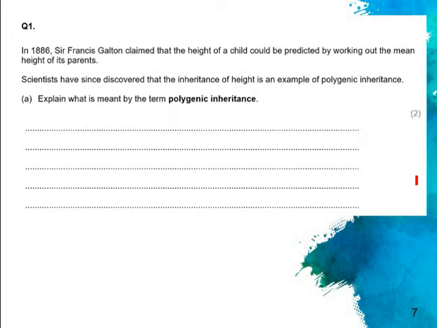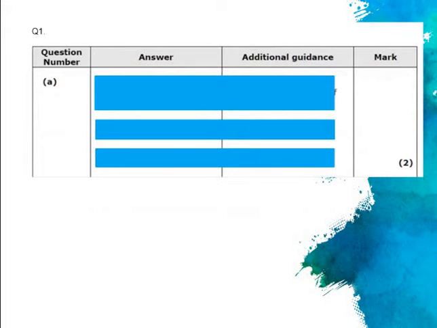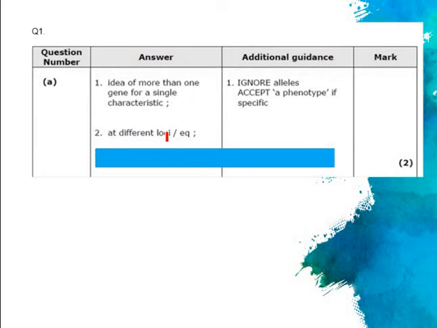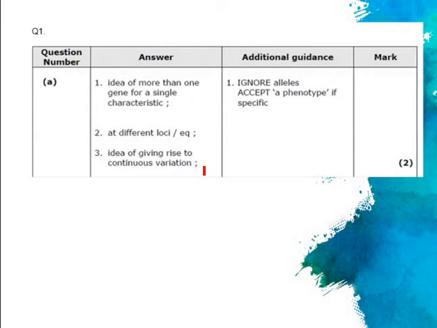And there's 2 marks here, and any of these 3 would get you a mark. So the idea that there's more than one gene for a single characteristic. If you said allele, you do not get that mark. At different loci, so there are different locations on the chromosome, giving rise to continuous variation.